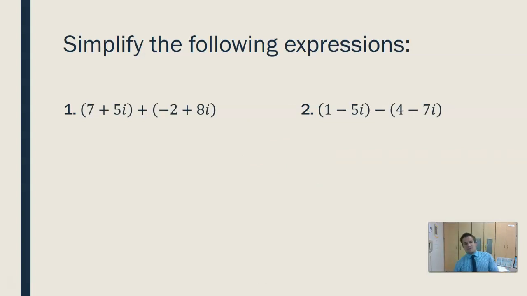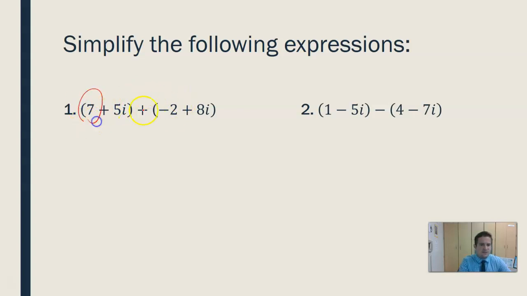So let's do some examples. Let's simplify these expressions. For these addition and subtraction problems, you can treat these i's just as if they were regular variables, like an x, or a y, or a z. So for example, in this problem, I have 7 plus 5i plus negative 2 plus 8i. So I'm going to go ahead and combine all my like terms. I'm going to add them together.